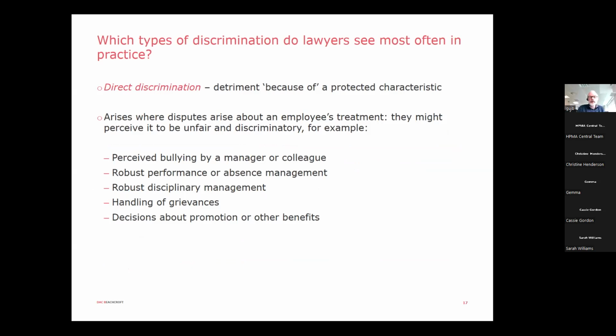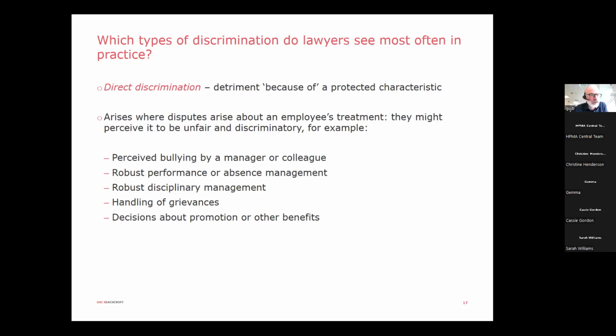All right, so which of these kinds of discrimination do we see as lawyers most often in practice? So I'm going to go through some of these. Direct discrimination, so it's discrimination because of the protected characteristic, arises most often in these sorts of situations. Probably the commonest, I think, in terms of the claims we get is to do with a management relationship which is broken down. So someone believes that they're being managed harshly or unfairly, and in default of an explanation which they can understand, they think, well, is it because of a protected characteristic which I have?